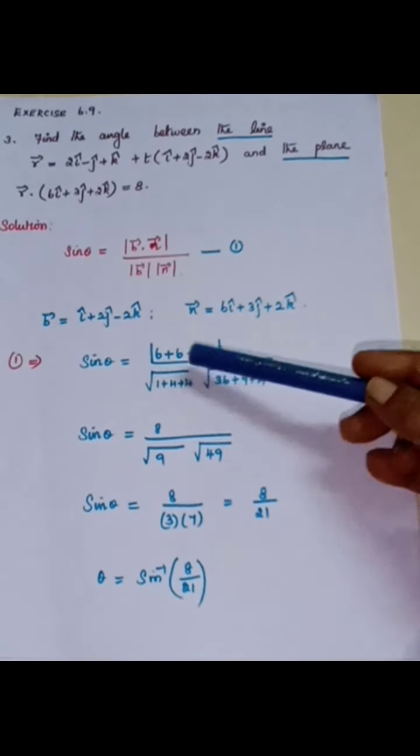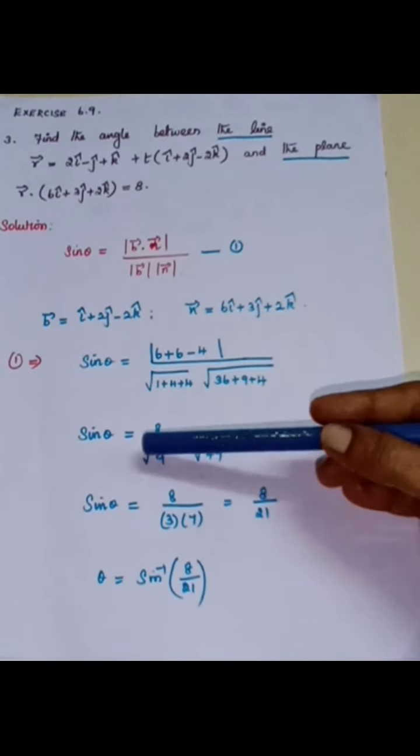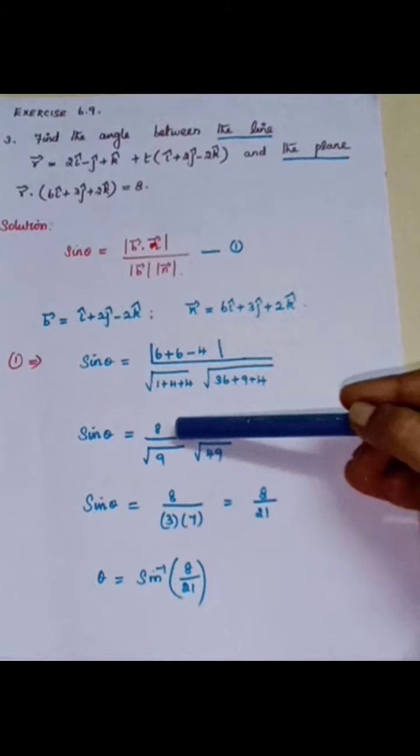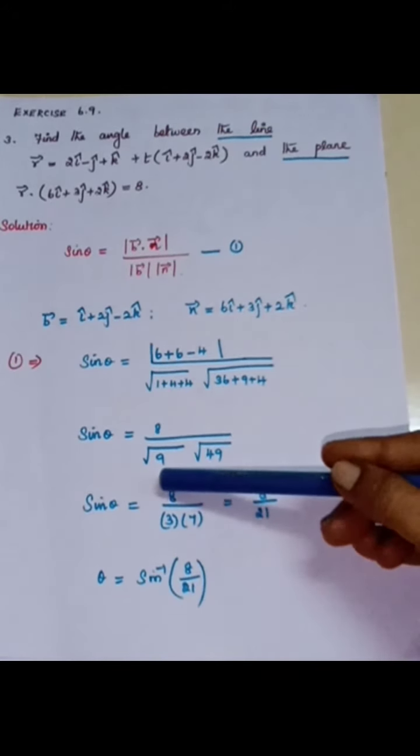So in the numerator, 6 plus 6 is 12. 12 minus 4 is 8. So modulus of 8 we can write as 8. And square root of 4 plus 4 is 8. 8 plus 1 is 9. So square root of 9.